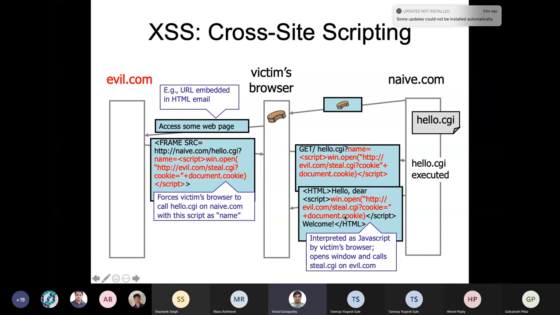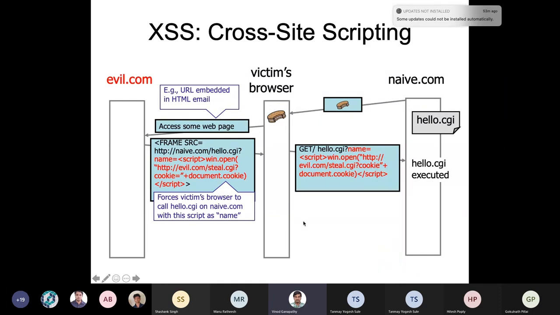And because this code over here is executing under the iframe of naive.com, the same origin policy of the browser says, hey, the cookie that's supposed to be attached with this request is that of naive.com. So attach it over here. That's what this document.cookie refers to under the same origin policy. Just attach it and then send this request.